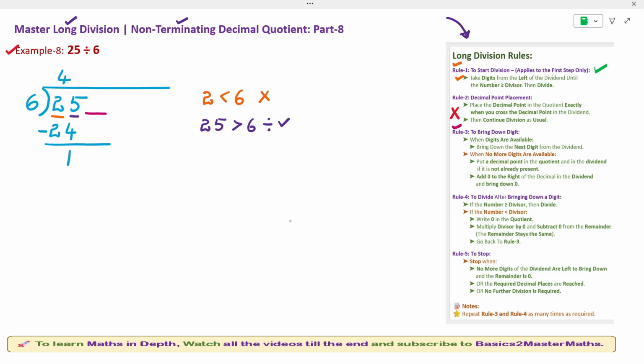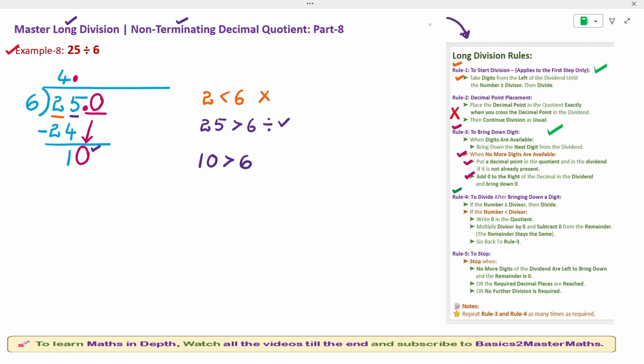Now let us apply rule 3. When no more digits are available, put a decimal point in the quotient and in the dividend if it is not already present. Then add 0 to the right of the decimal in the dividend and bring down 0. Now rule 3 is complete. Observe, now the number is 10, which is greater than the divisor 6.